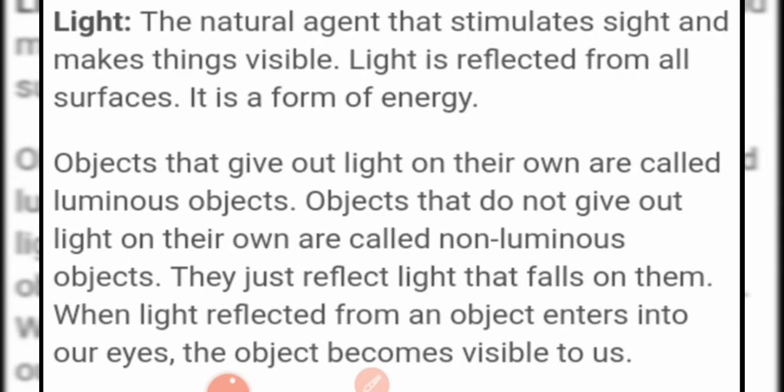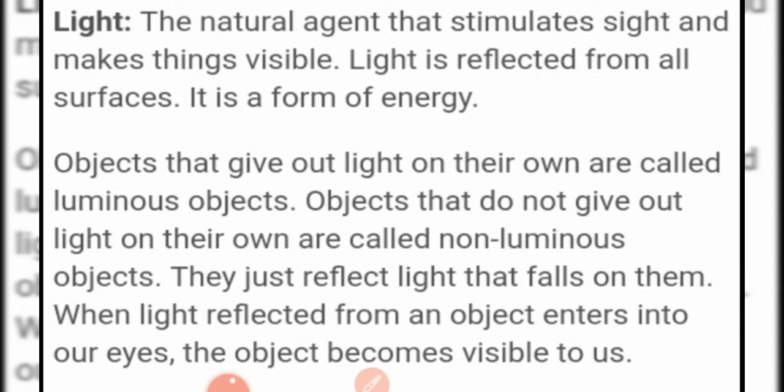What is light? It is a natural agent that stimulates sight and makes things visible. Light is reflected from all surfaces. Light is a form of energy. What are luminous objects and what are non-luminous objects? Objects that give out light on their own are called luminous objects, and objects that do not give out light on their own are called non-luminous objects.